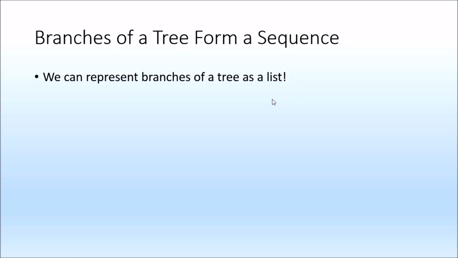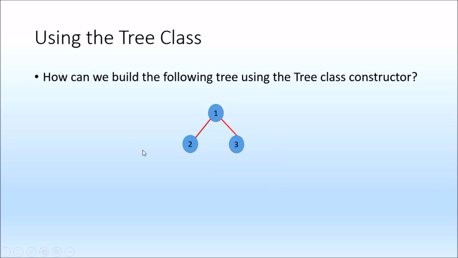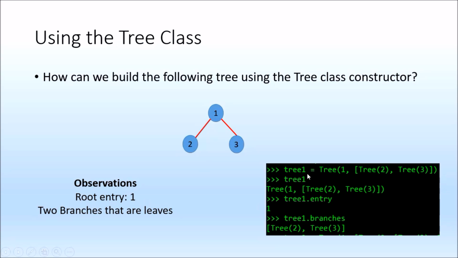Let's look at an example of how we can visualize this. So again, here's our class for tree. And what we just built in this example was the following tree. We have a root entry of 1, and there are 2 branches that are leaves. So the way we represent that is the following. We have a tree of the root value 1, and then 2 branches, and these branches are stored in a list, because there could be any number of branches. There could have been 5 branches, and then there would have been 5 elements in the list. And so we see that there's an entry, and then the branches are the following. So this is a simple example of how to construct a tree.